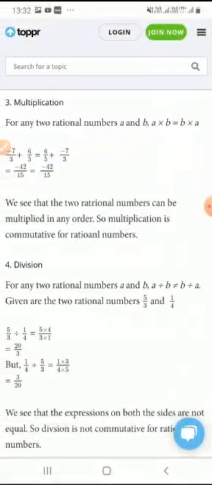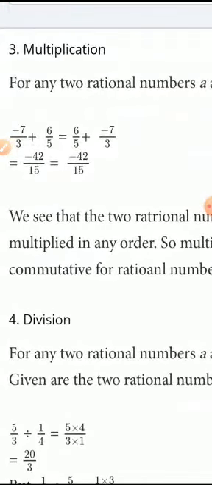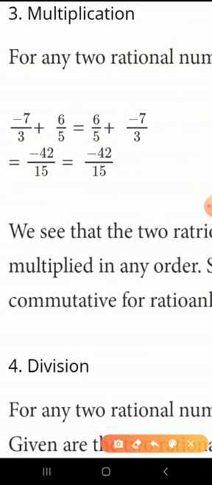Let us see the commutative property for multiplication. Here, whether in any order we can multiply or not. Let us take an example. Minus 7 upon 3, here the plus sign being shown, it should actually be the multiplication sign. So minus 7 upon 3 into 6 upon 5. If we multiply, we are getting the answer as minus 42 upon 15.